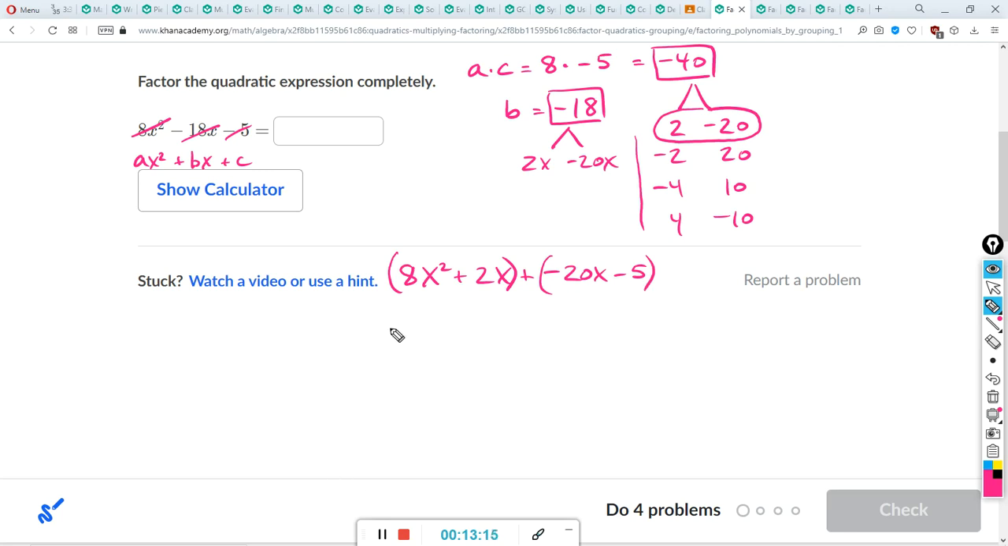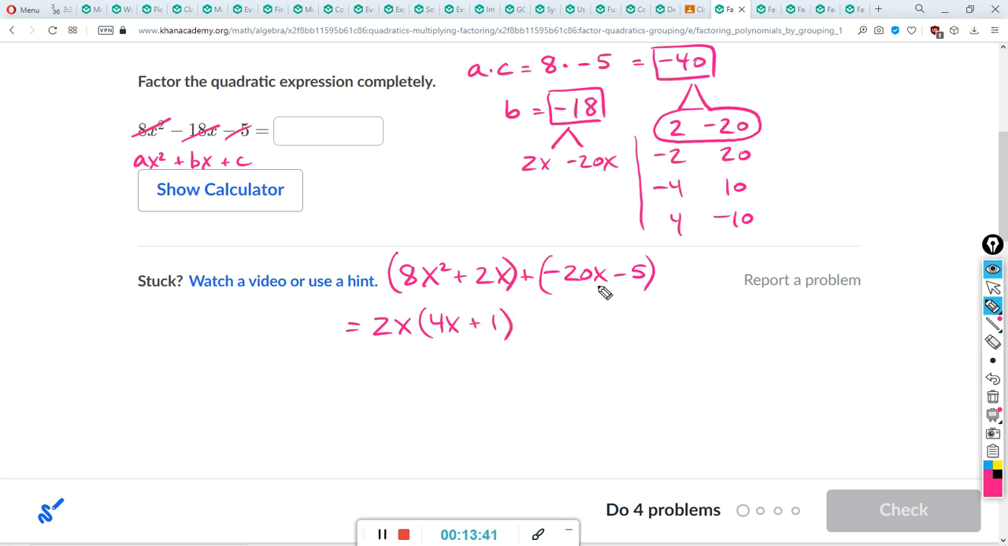Alright. So 8 and 2 are both even numbers. We can factor out a 2. X squared and x, we can factor out an x. 2x times what is 8x squared? Well, that's just 4x. 2x times what is 2x? Well, that's just 1.